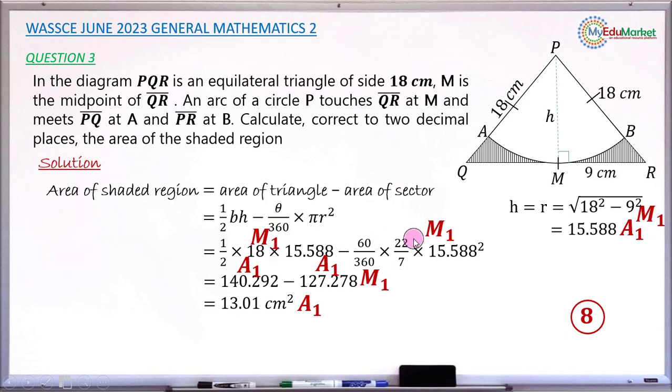Also, substituting the theta and the r in the formula for the area of the sector, you have a method one mark. When you have the area of the triangle accurately as 140.29, you have an accuracy one mark. And when you have the area of the sector accurately as 127.278, you have an accuracy one mark. The next method mark is for subtracting the area of the sector from the area of the triangle. And if that subtraction is done correctly and you round your answer to two decimal places, you have exactly 13.01 centimeters squared, which gives you an accuracy one mark. So in total, this question has 8 marks.